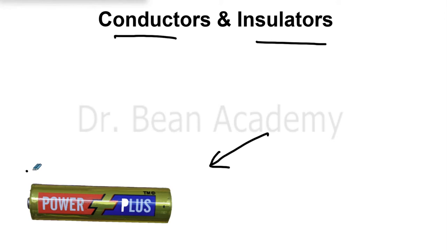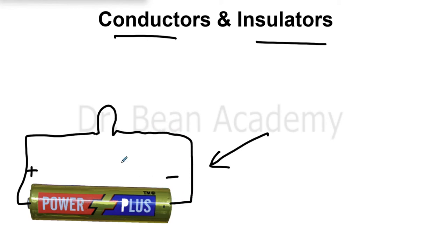It is marked with positive and negative terminals, and when you connect these terminals through wires and with a bulb, you see that the bulb will light up. So do you know what is happening when we connect two terminals through an electric bulb? Let's see it in more detail.